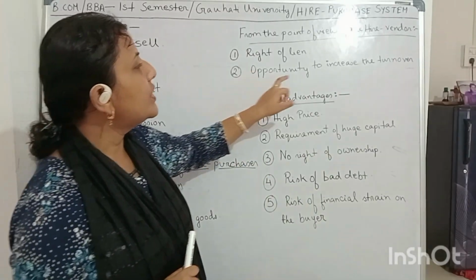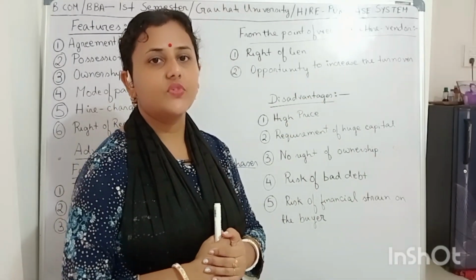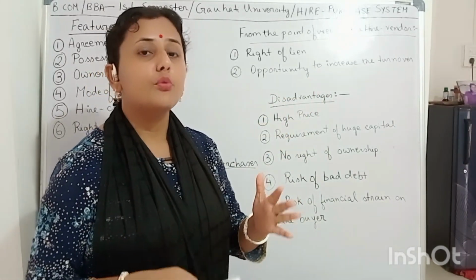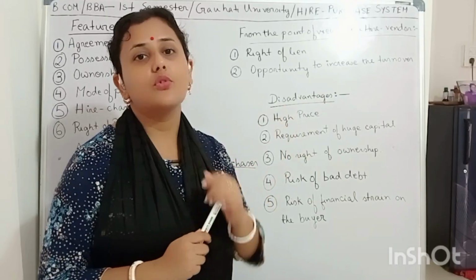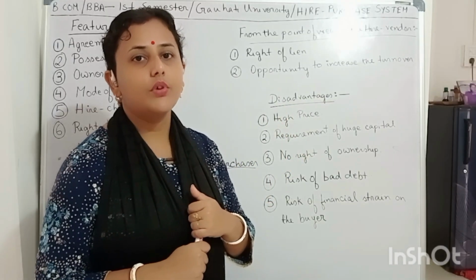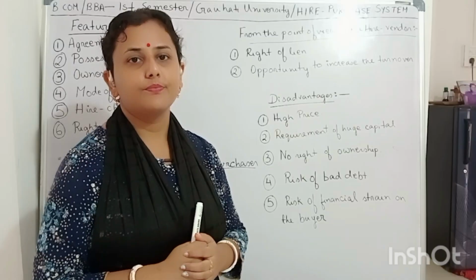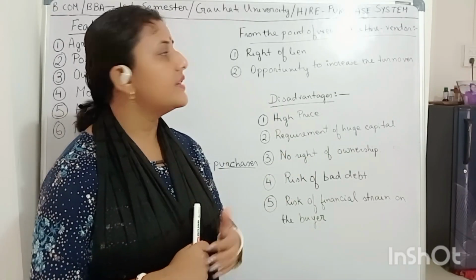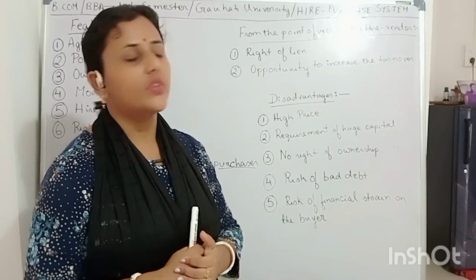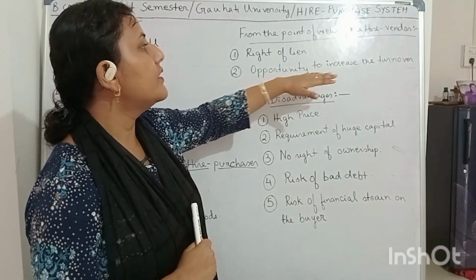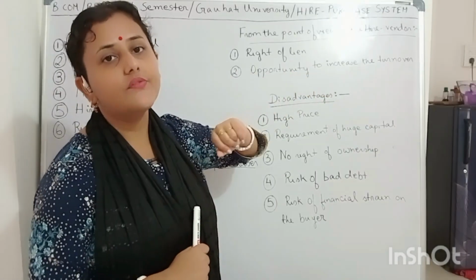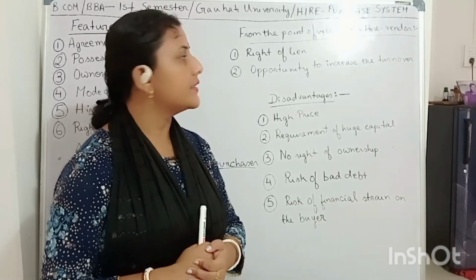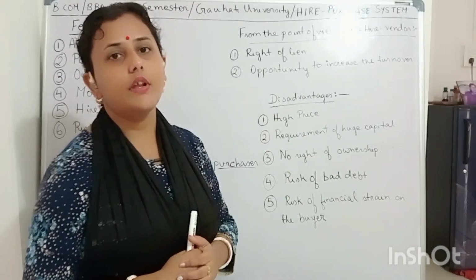Then you see opportunity to increase the turnover. The hire vendor has the opportunity to increase the turnover. How come? Because the matter of interest is included in hire purchase sale. So he can increase his turnover by selling assets under hire purchase system. So that is an opportunity, an advantage to the hire vendor. Got it? Because interest is included in hire purchase system.